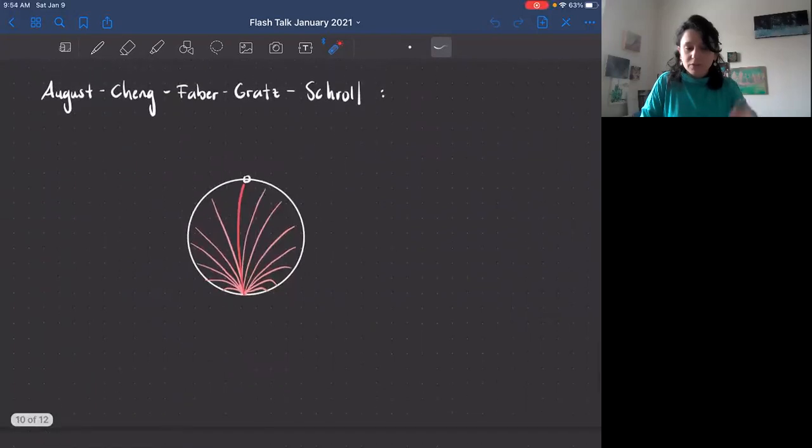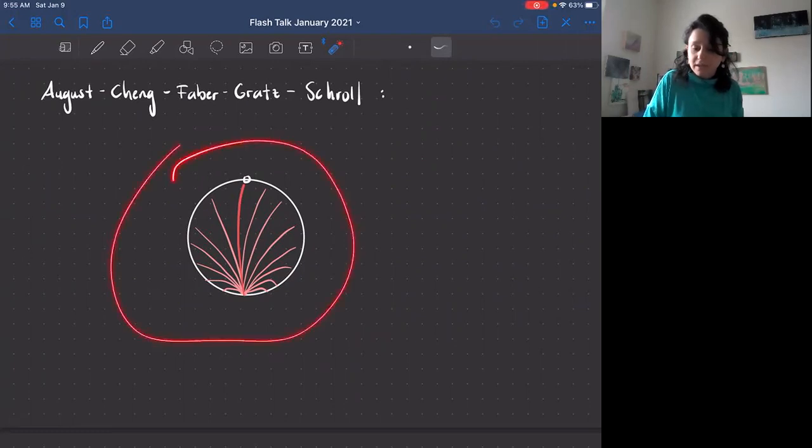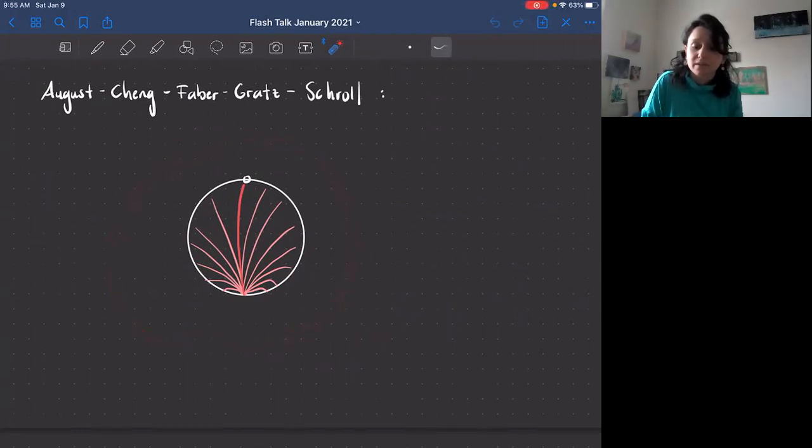I would like to mention one work: August, Chen, Faber, Gratz, and Schroll recently also studied the categorification of Grassmannian cluster algebras, but their setting was also infinite. Instead of the Grassmannian Gr(k,n), they consider the Grassmannian Gr(k,infinity), so infinite type cluster algebras again, and they were able to realize the same cluster category in their setting. Their approach is completely different, but there is some intersection with our study.